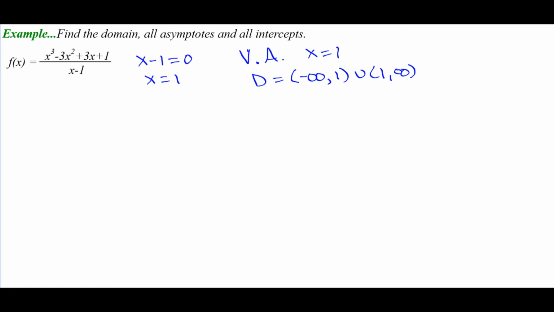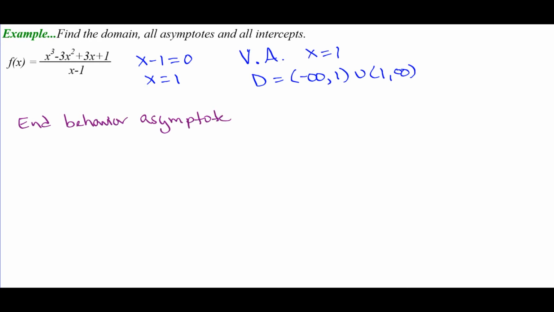The degree of my numerator is 3. The degree of my denominator is 1, so my numerator has a higher degree. So this is where we have that end behavior asymptote happening. So this is where we have to divide to find that end behavior asymptote.